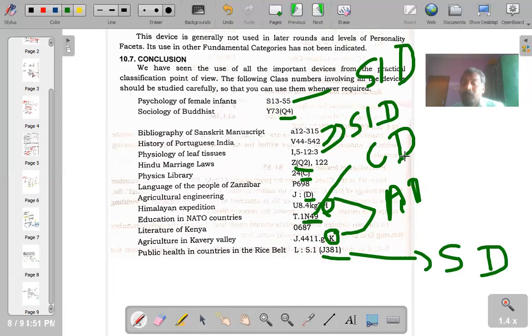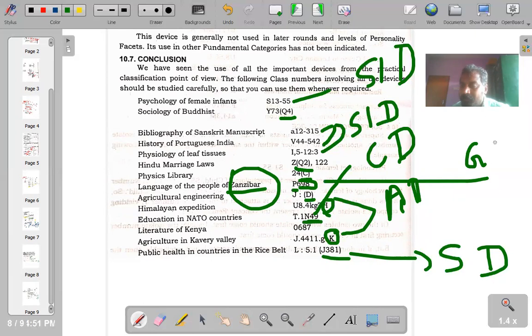So we have seen that. Is there any example for a geographical device? Let me see whether there is any. Yes, language of the people of Zanzibar. So I want to get the number for the language spoken by this particular people. How can you find out? P stands for linguistics. This 698 stands for this particular country which is found in South Africa. 69. These are geographical isolates. So all these isolates are used here. And that's all about the use of devices.